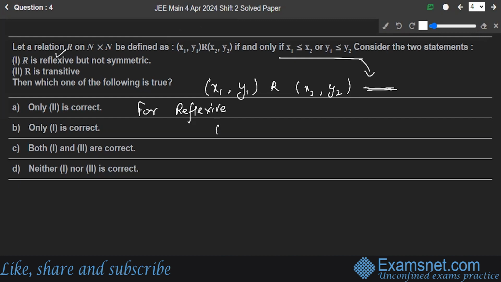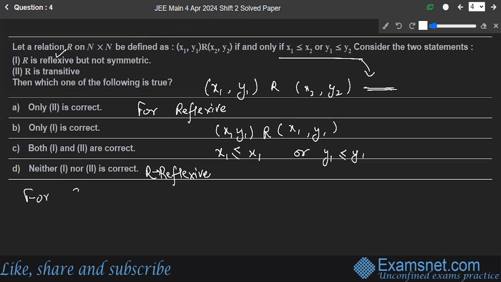For reflexive, you have (x1, y1) in relation to (x1, y1). So here you have x1 is less than or equal to x1, or y1 is less than or equal to y1. This is true. So that means this relation is reflexive. Let's check for symmetric now.